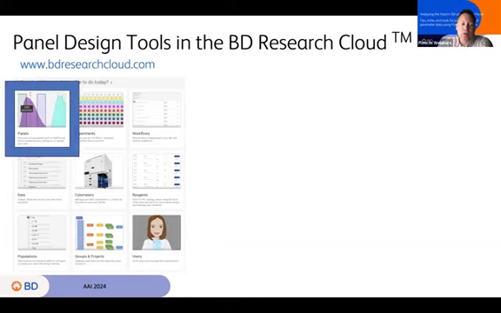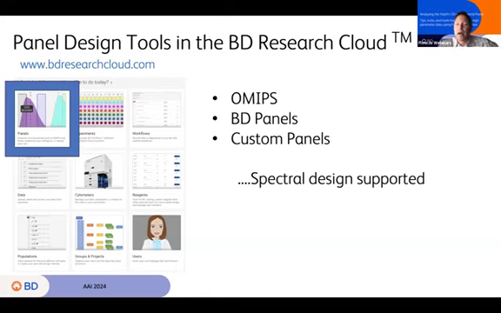And the one that we will focus on in today's talk is the panel design aspect of this. Panel design can be started from a variety of places. I think most happily from existing work, such as OMIPs, which are all in the BD Research Cloud, including the one that we are talking about today. But you could also start any panel design from a standard BD panel. You can build custom panels, either beginning from scratch or from something you built previously, and spectral design is supported.